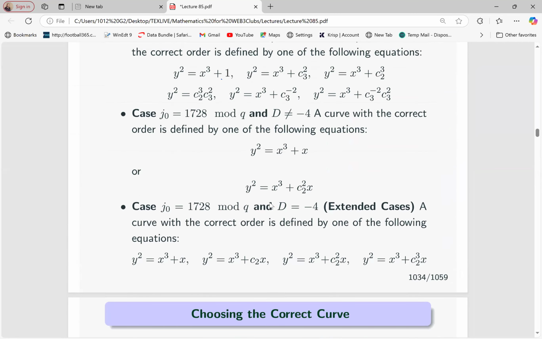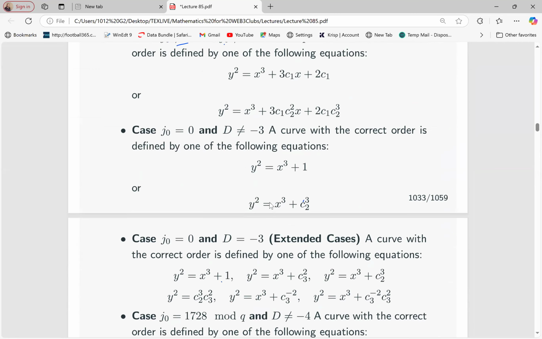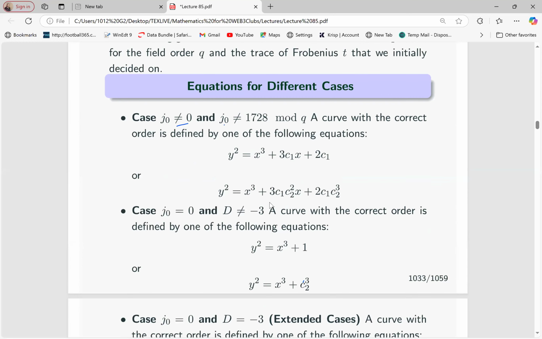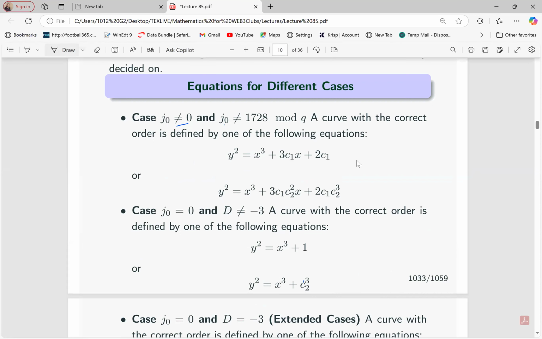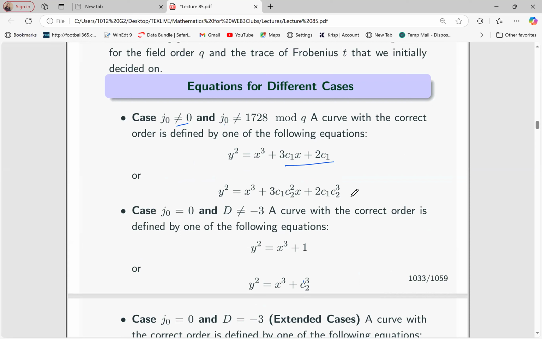These are the curves we're supposed to choose from. So you look at the cases and look at which case favors you. In our case, J is not 0 and J is not 1728. J naught is not 0, J naught is not 1728. So in that case, our curve would take this form or this form.